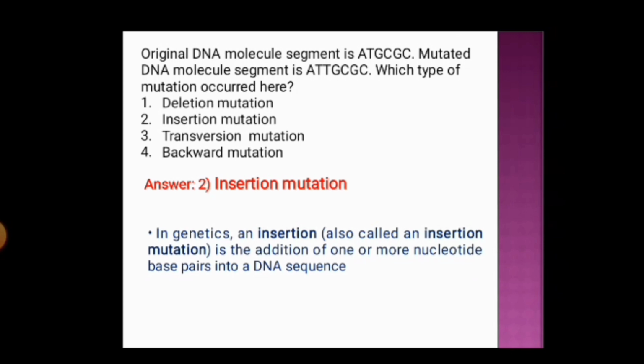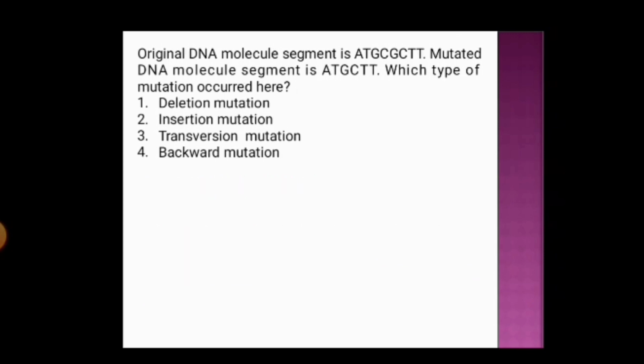Insertion mutation is the addition of 1 or more nucleotide base pairs into a DNA sequence. Here insertion of 1 nucleotide occurred, because in the original DNA molecule there are 6 nucleotide bases, whereas in the mutated DNA sequence there are 7 nucleotide bases. So it is insertion mutation.